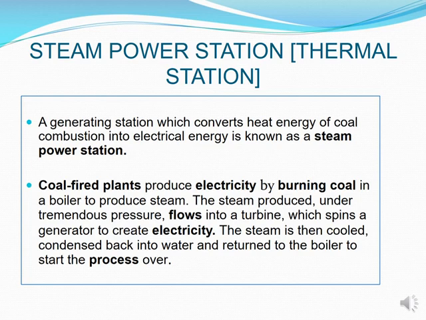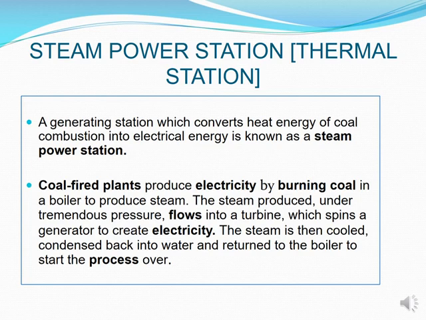So your coal-fired plants will produce electricity by burning the coal in something called a boiler. And once the coal in the boiler burns, we produce steam. So the steam that comes from the water that was boiling in the boiler, which was heated by the coal, would then be under a tremendous pressure, and it gets captured and flows into what we call a turbine. And then the turbine will spin the generator, and that is what creates electricity.